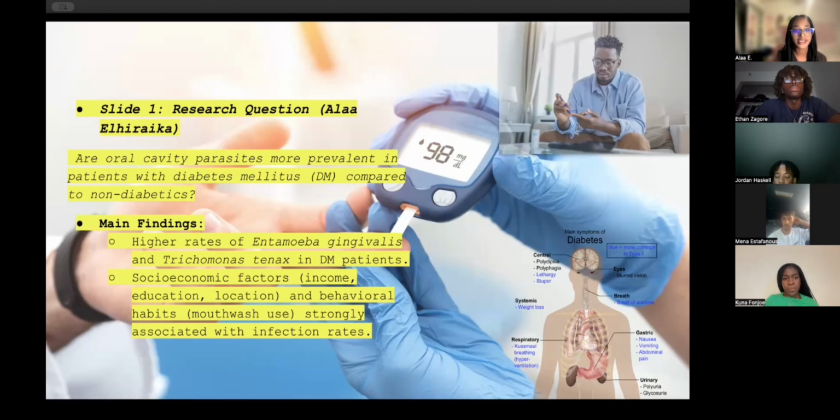Some of our main findings included there were higher rates of Entamoeba gingivalis and Trichomonas tenax in diabetes mellitus patients. And we also found within the article that there were socioeconomic factors, income, education, location, and also behavioral habits, such as mouthwash usage, that were strongly associated with infection rates.